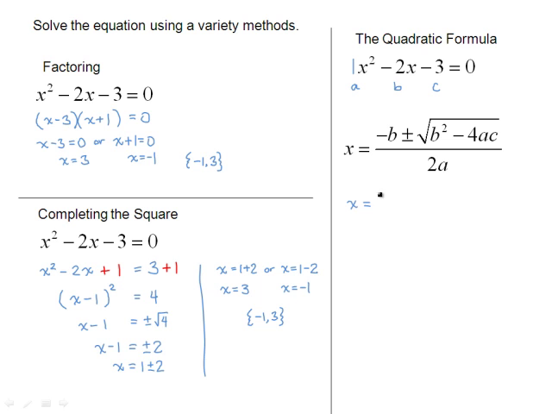So we start out with a negative of B. So that would be the negative of -2 plus or minus the square root of B squared. That would give us -2 squared minus 4 times A, which is 1, times C, which is -3. All of this is over 2 times A.